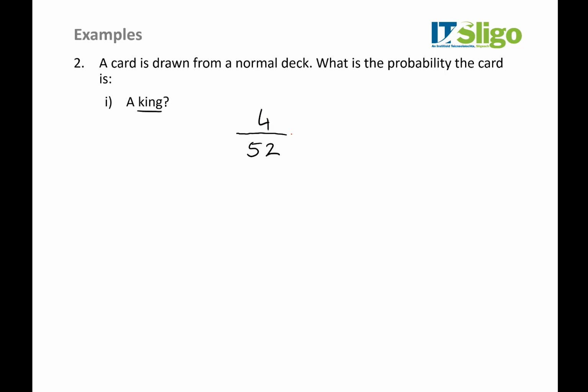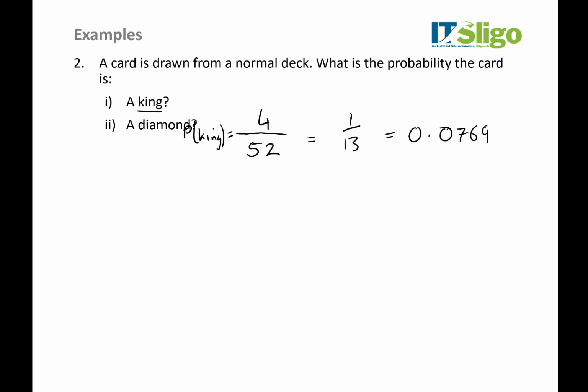Well, there's 4 kings. So the probability of drawing a king is 4/52, always cancel if possible. And then when we work this out, 1 divided by 13 is 0.0769. 4 decimal places is enough, but be sure to round up correctly.